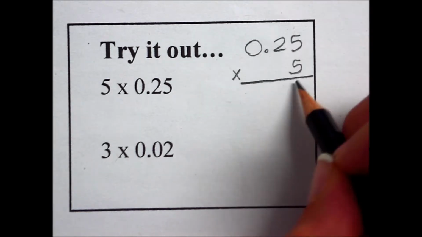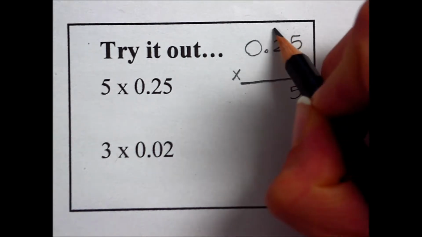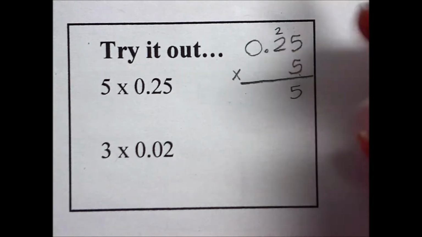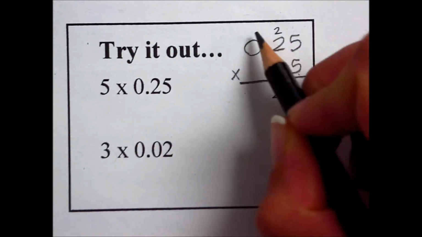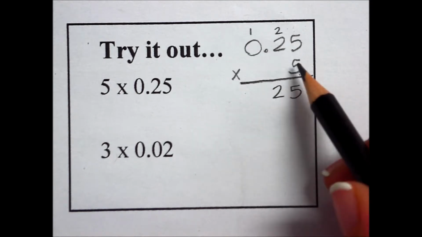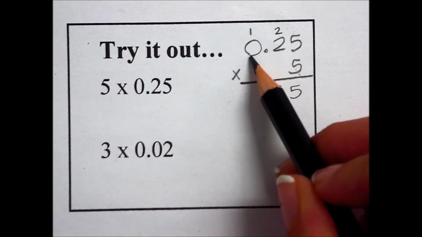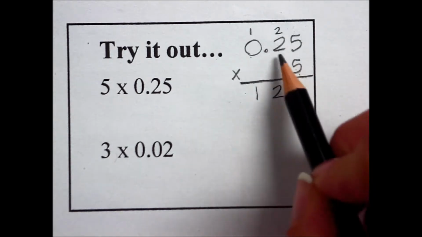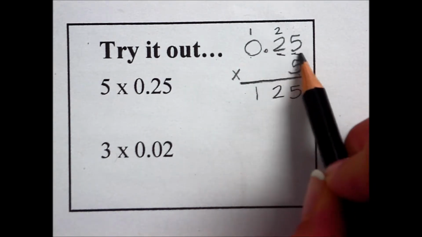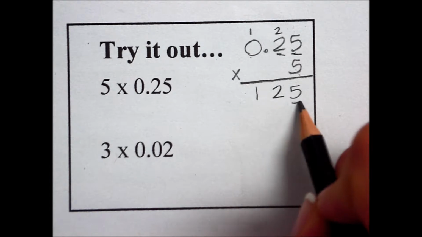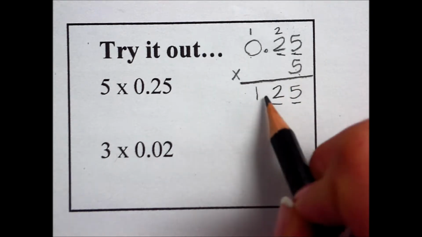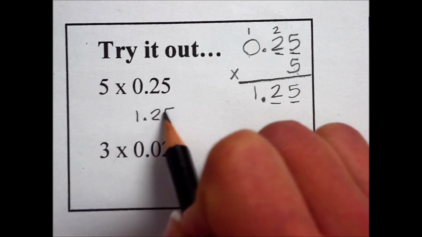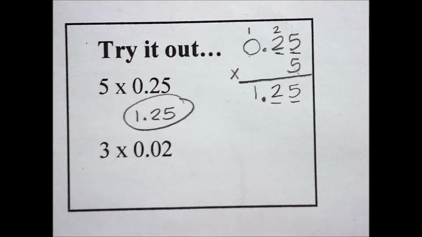So now I'm ready to multiply. 5 times 5 is 25, carry the 2. 2 times 5 is 10, plus 2 is 12, so here's my 12, carry the 1. 5 times 0 is 0, plus 1 is 1. Now it's time to place my decimal, so I'll count the decimal places. There are 2, so I'll need 2 in my answer, and the decimal will go here. 1 and 25 hundredths for my final answer.